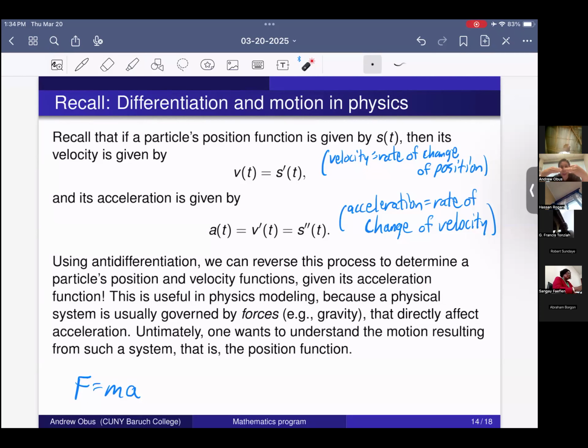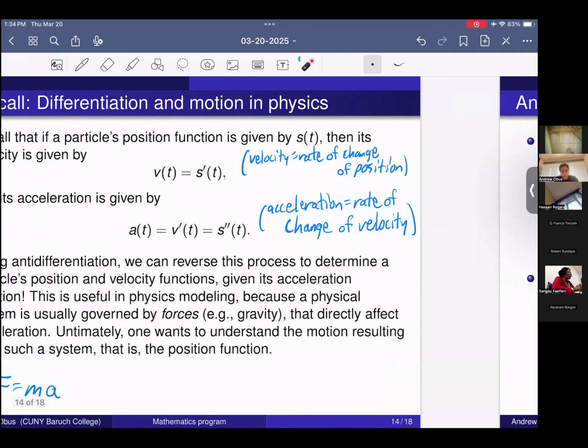And that means you need to convert acceleration into its position. In particular, you do that in two steps. You convert acceleration back to velocity, and then you convert that back to position. And you have to do that using anti-differentiation. Okay? So this is the application that we're going to see today. Why would you want to take antiderivatives? Well, antiderivatives help you turn information about acceleration into information about position. First, you get information about velocity, and then you get information about position.